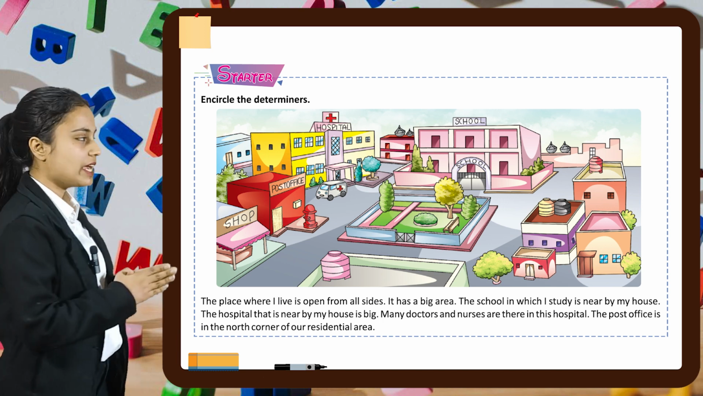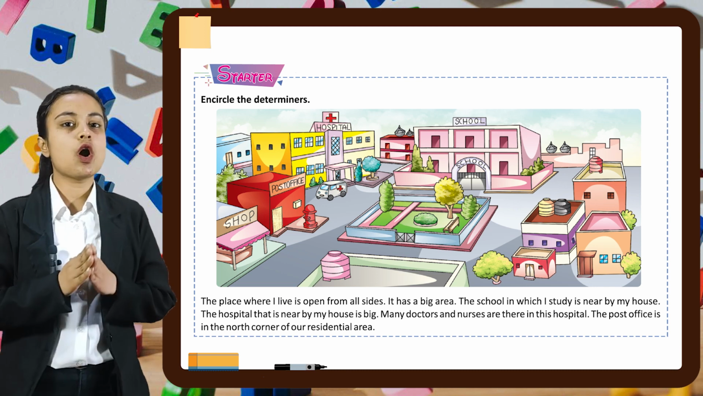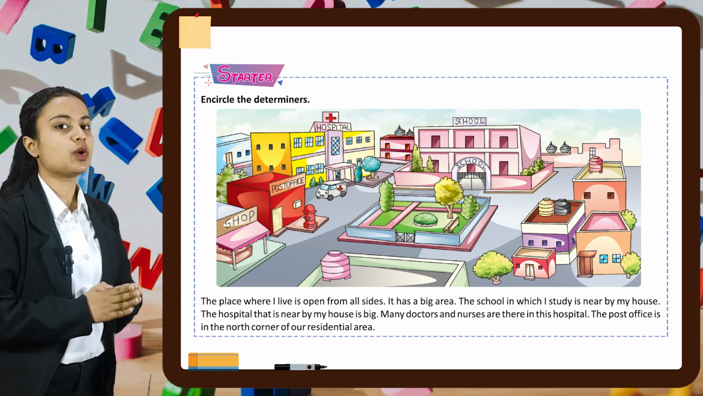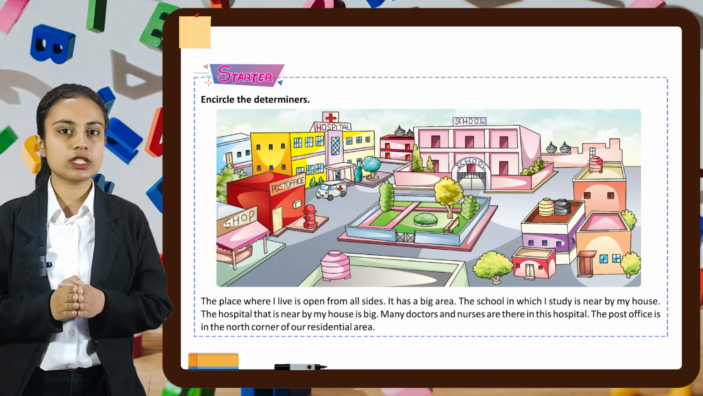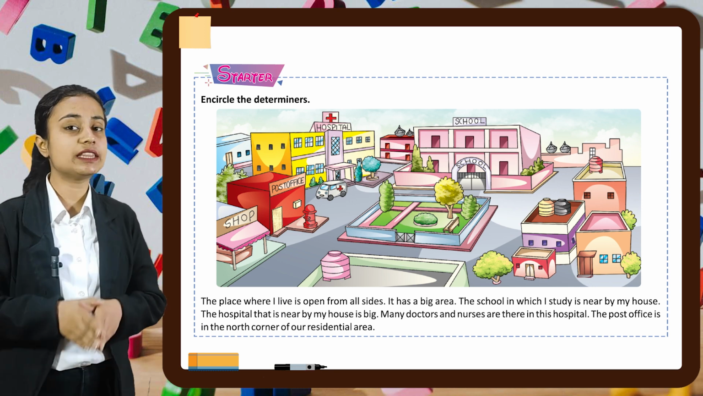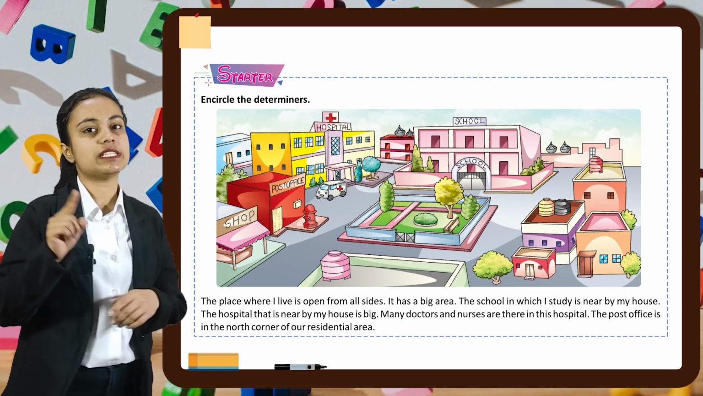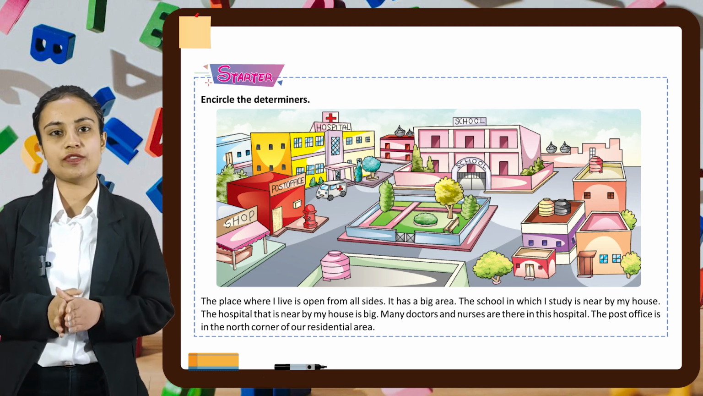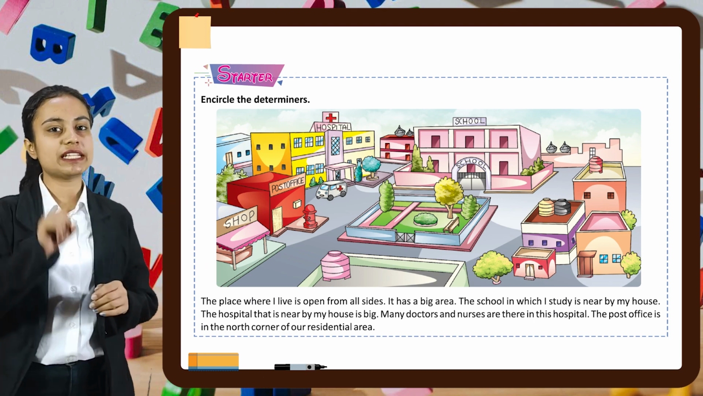The school in which I study is near by my house. So here I and my, these both are determiners. We will encircle them. The hospital that is near my house is big. So here my is a determiner. We will encircle that. Many doctors and nurses are there in this hospital. In this sentence, this is a determiner. We will encircle that. Next, the post office is in the north corner of our residential area. So here our is a determiner. So we will encircle our.